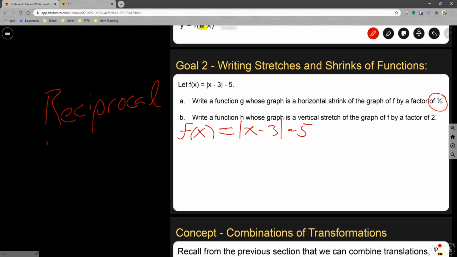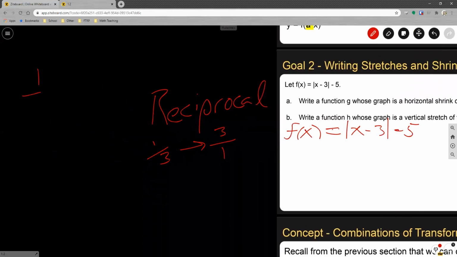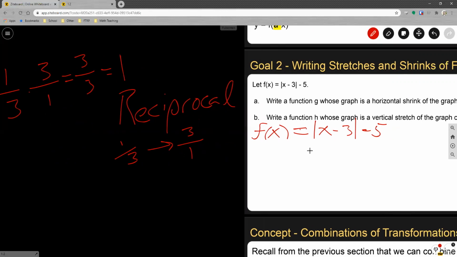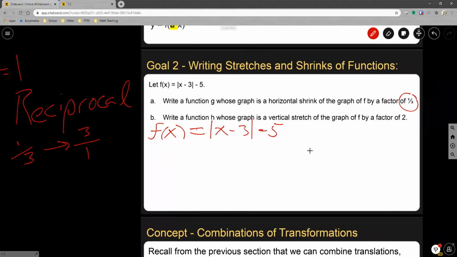So my factor is 1/3. The reciprocal then becomes 3/1. Remember, reciprocal is just a fraction that's been flipped. It's the multiplicative inverse, meaning if I took the reciprocal of a number and multiplied it by the original number, I would get the value 1. For instance, 1/3 times its reciprocal 3/1: 1 times 3 is 3, 3 times 1 is 3, and 3/3 is 1. So the reciprocal of 1/3 is 3/1, or 3.